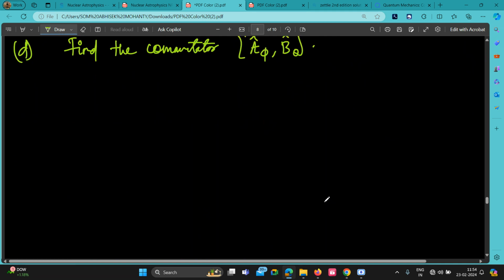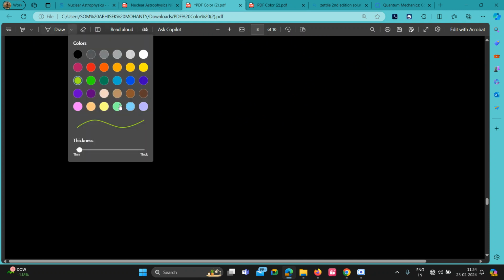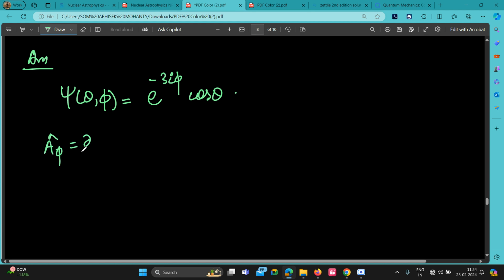So what is given in the question? Your eigenfunction is given. Psi theta phi is equal to e to the power minus 3 I phi cos theta. This is an eigenfunction. What operator have we been given? We have been given A phi del by del phi. So we have to check whether this state is an eigenfunction of this or that.